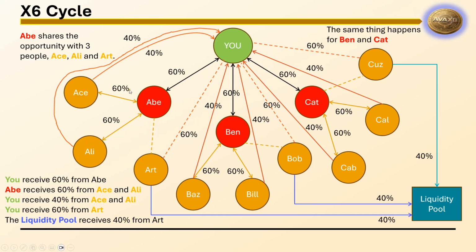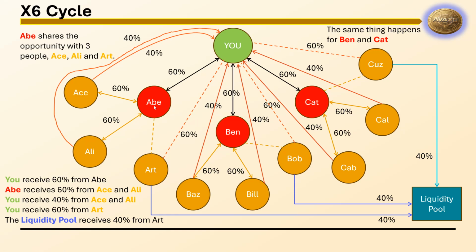So then Abe's X6 cycles, Ben's X6 will cycle, and Cat's will cycle. So we need to have a commitment to help all of these people bring in 3. Everybody brings in 3, everybody brings in 3, and the whole thing rolls on again. And every time this cycles, you receive 600%, which is 13.2 AVAX. That's just on level 1. Now, if you're on level 2, that's going to be 26.4 AVAX. If you're on level 3, that's going to be 53.2 AVAX. And if you're on level 4, you get the picture, okay.